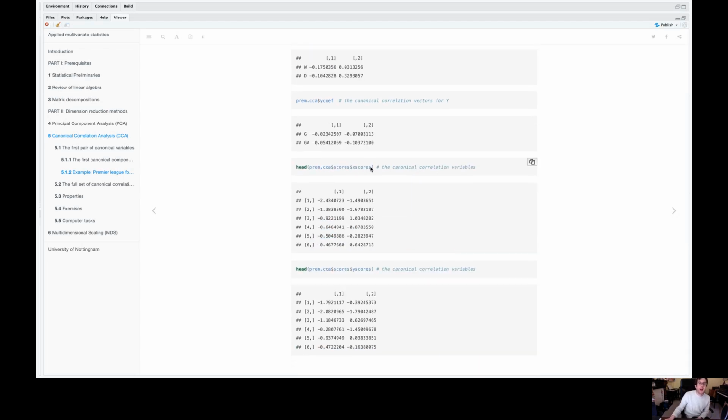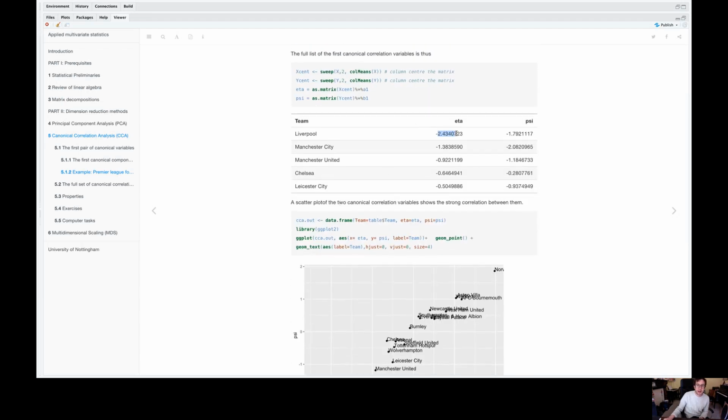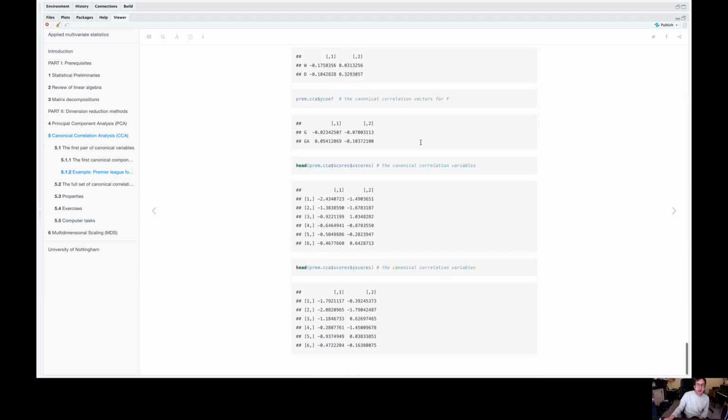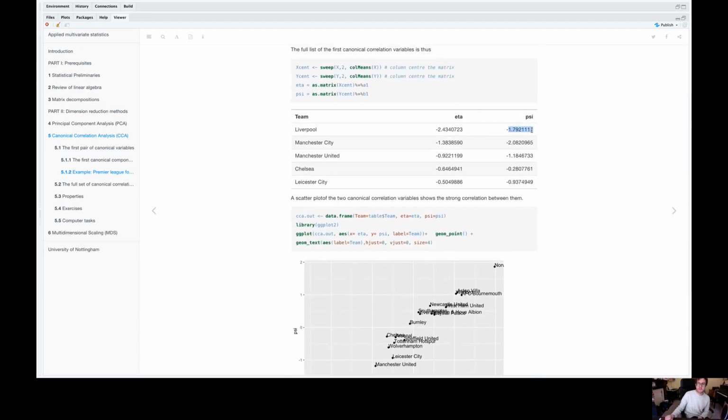And finally, we can get the CC variables, the canonical correlation variables, the transformed variables. So for the x's, it's this first column here. So the first value is minus 0.243. That's what we found here, minus 0.243. And for the y, the first value, that's this column here, was minus 0.18. That's exactly what we found before, minus 0.18.